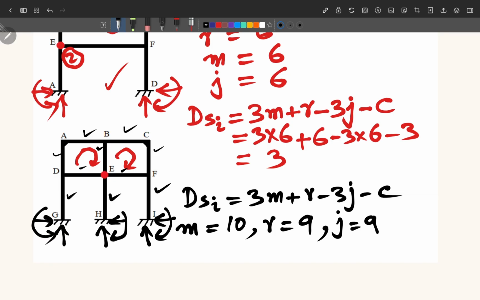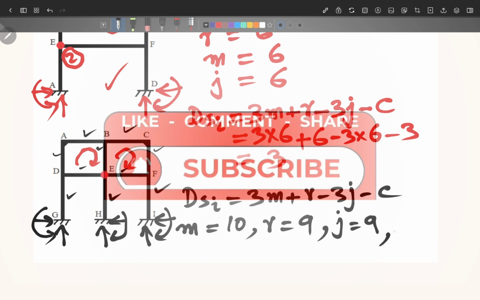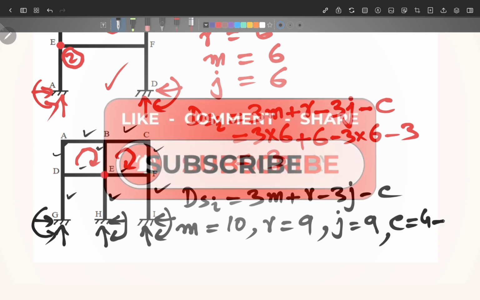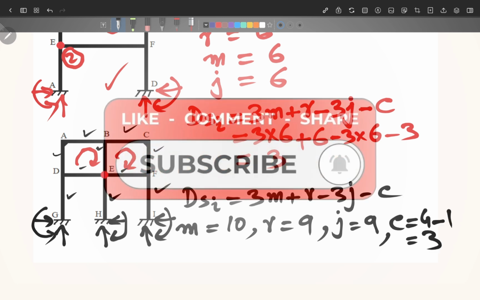And how many condition equations are available now? As we told you earlier, look for the members. How many members are connected in this case with the internal pin? Here you can clearly say that EB, EF, EH and ED are connected. That means 4 members are connected. Therefore, C will be equal to 4 minus 1, which is equal to 3.